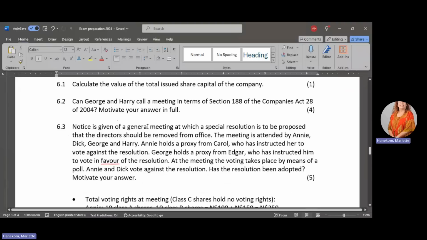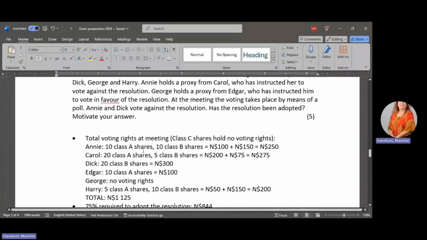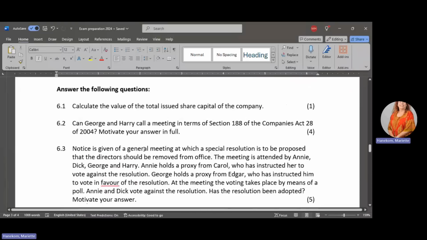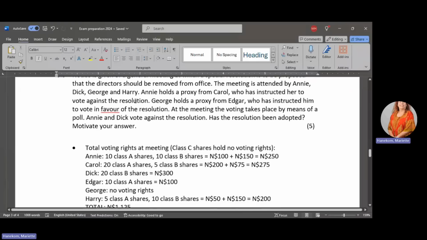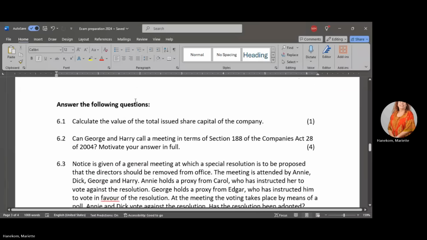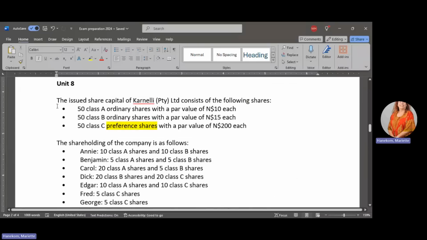Now, before you start answering these questions, I've copied and pasted the questions there to save a little bit of time. So you've got 3 questions. Now, before you start answering, read every single one of these questions. Answer only what I've asked. So calculate the value of the total issued share capital of the company. As simple as that.